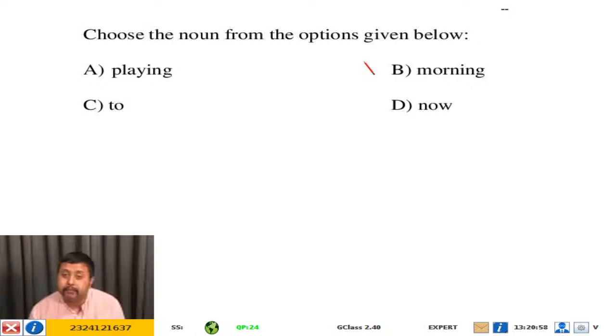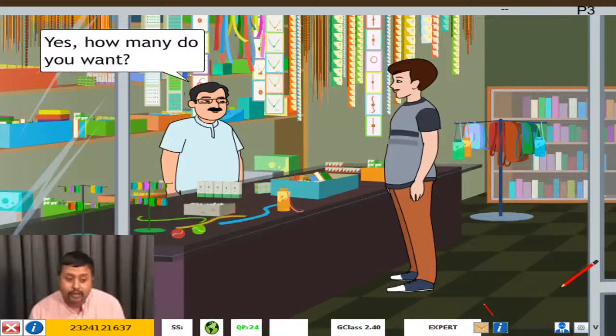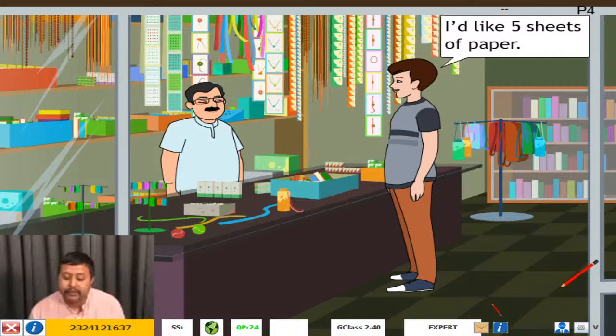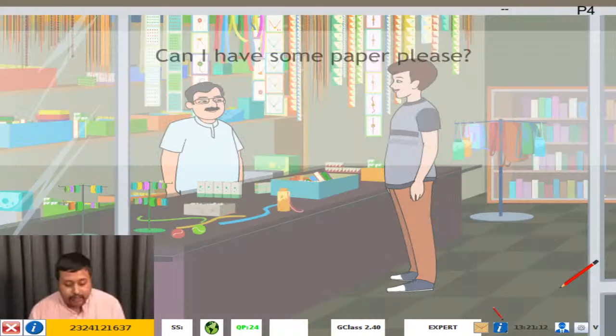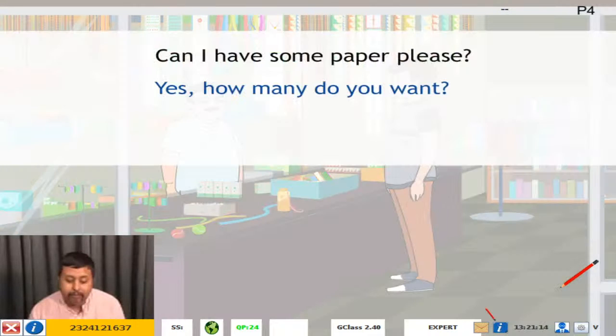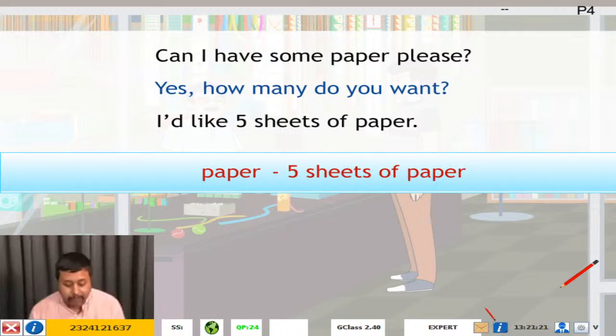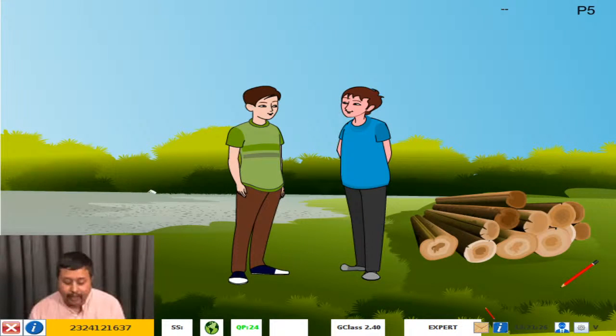Now moving ahead, we jump straight into a shop where a person is asking, can I have some paper please? The shopkeeper says, yes, how many do you want? I would like 5 sheets of paper. Paper, 5 sheets, how many? 5 sheets. So this is what we can count now. That's a countable noun.